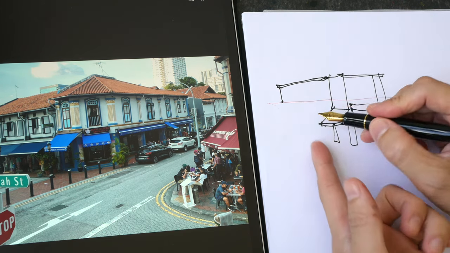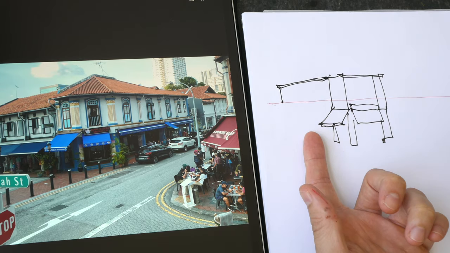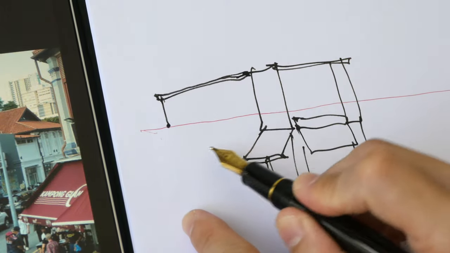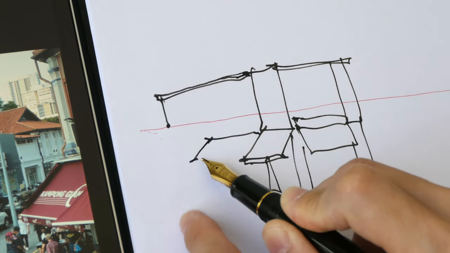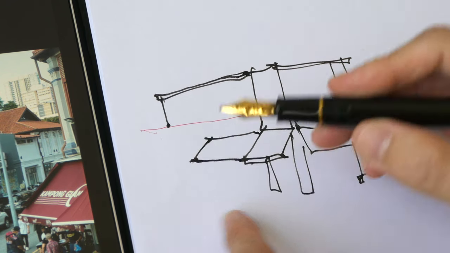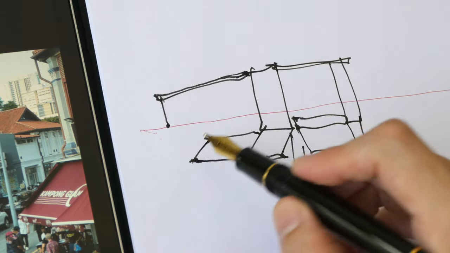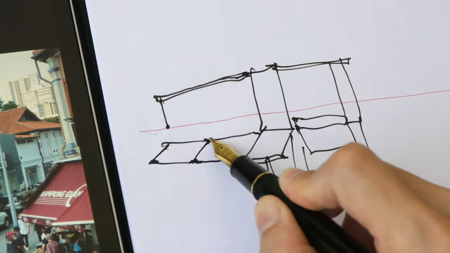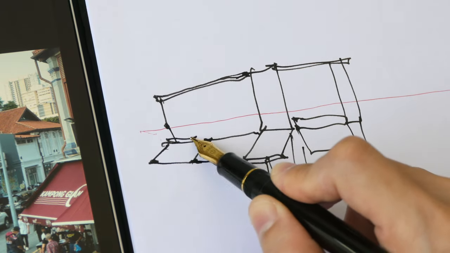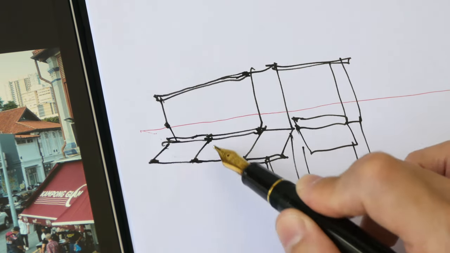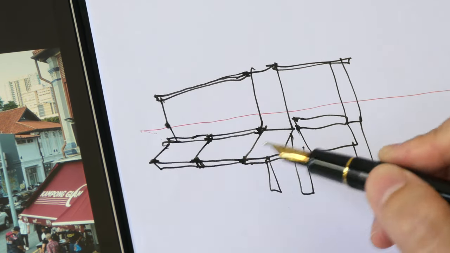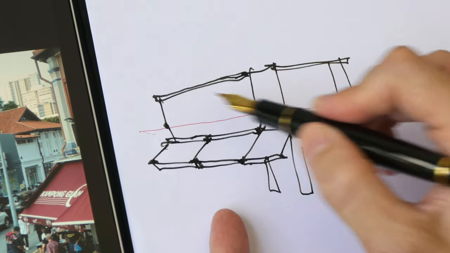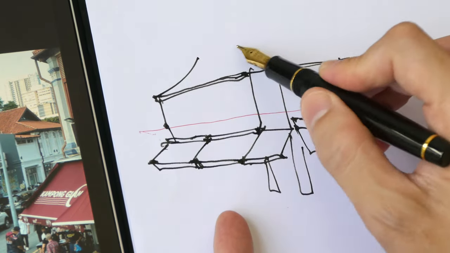And for lines that are below the horizon line, they will go upwards. So for example, this awning here, you see this line here? This line is not horizontal, it's actually tilted slightly because it goes up to a vanishing point, and this line as well. So even though we are not able to see the horizon line, all these elements here are affected by the horizon line because the vanishing points for all these elements are on the horizon line.